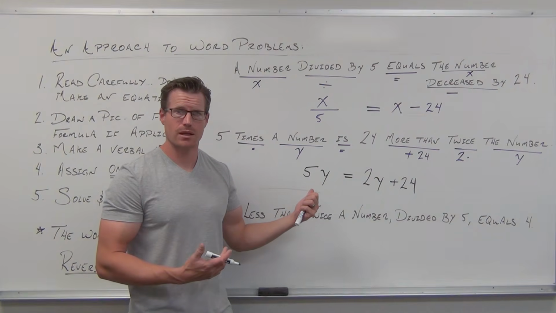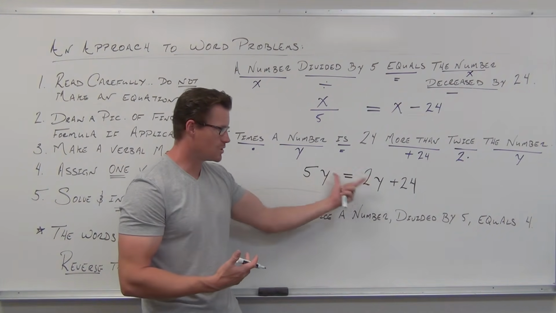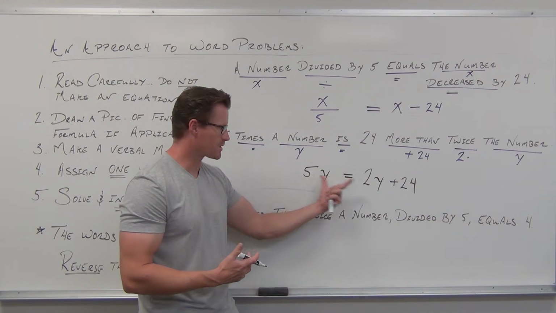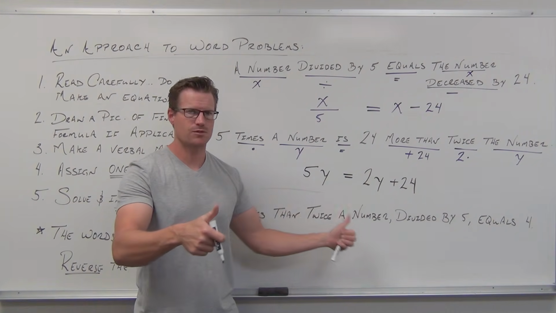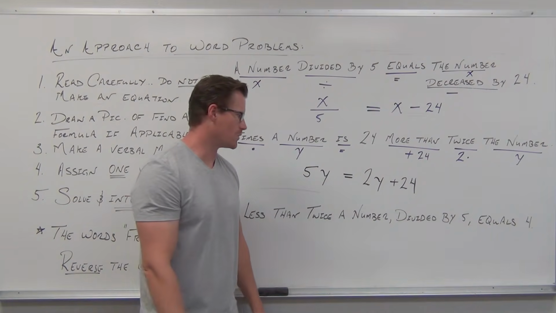Looks a whole lot easier, right? I mean, you could combine like terms, no. Distribute, no. Simplify, no. Fractions, no. Get rid of the smaller variable, yes. You get 3y, and then just divide by 3. Answer should be 8. Try it on your own.